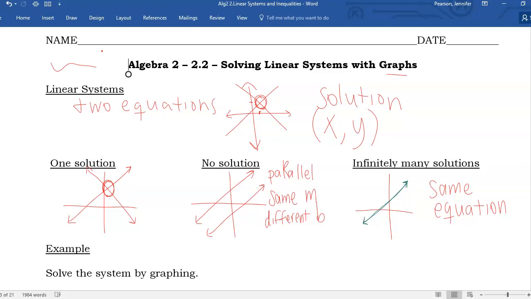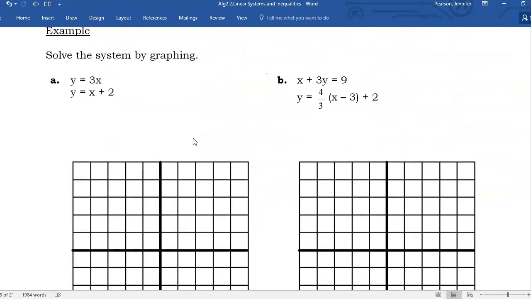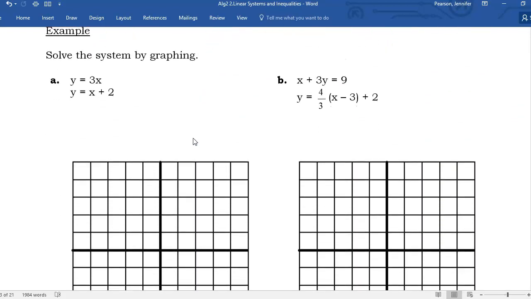Okay? So let's do a couple of examples. Solve the system by graphing. First one, we have two equations in intercept form. So I already know the slope and the y-intercept. Those are going to be the simplest way to graph.